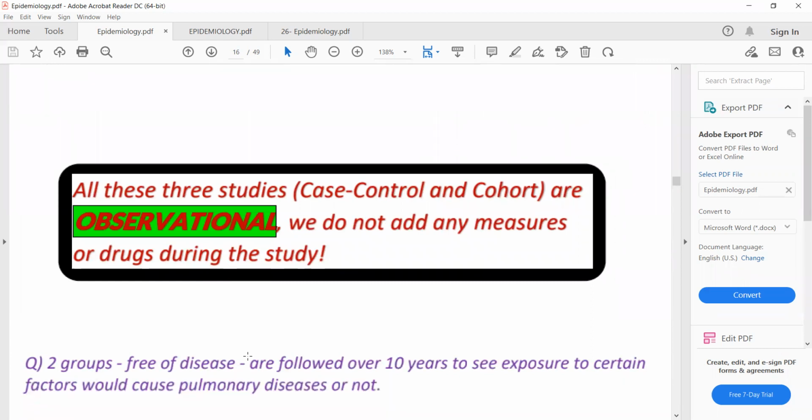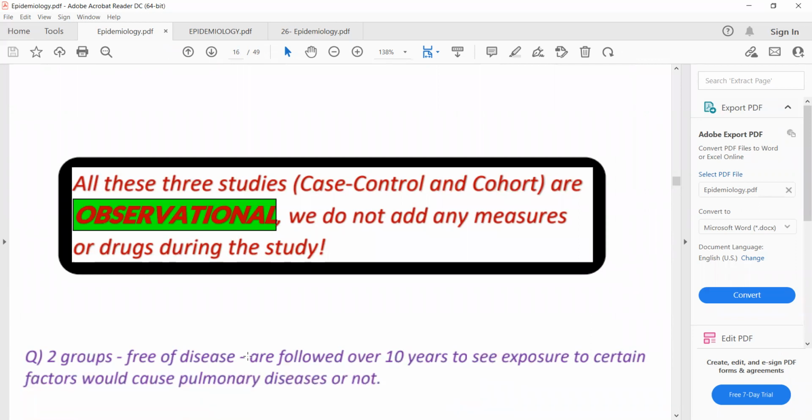For example, two groups are followed over 10 years to see if exposure to a certain factor would cause pulmonary disease or not. So what type of study is this? Is it case control or retrospective cohort? It's a cohort study because we are starting with the exposure.